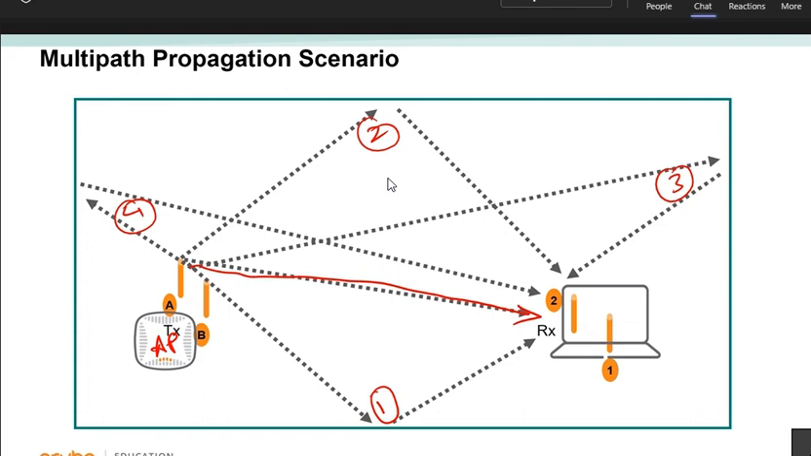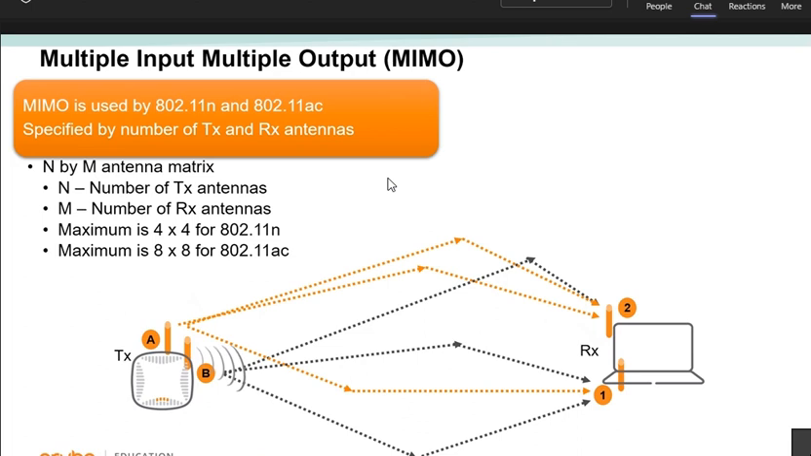Now, in that scenario, what used to happen is your client devices used to get multiple frames, multiple times, which led to very typical issues where they're not able to process the data. And at any given point of time, they could use only one single antenna, right? So the duplication of the data used to happen. And these are all legacy issues that we used to observe in the previous generations of your wireless devices.